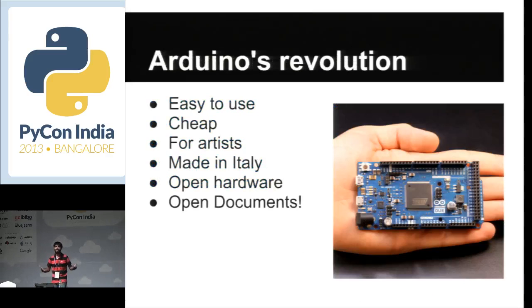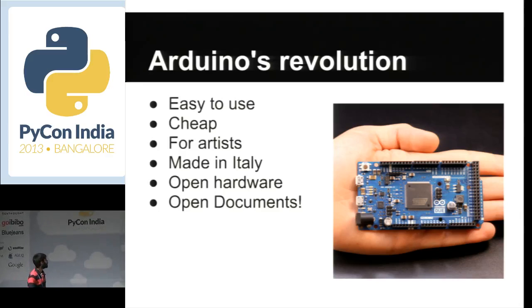Let's see why the Arduino revolution happened. What is so special about Arduino? Arduino is very easy to use. You must have seen quite a lot of code so far and discovered that it's really easy to use, something on the lines of Python. I mean the ease, definitely not the language. It is pretty cheap, and you can make one by yourself if you want to.